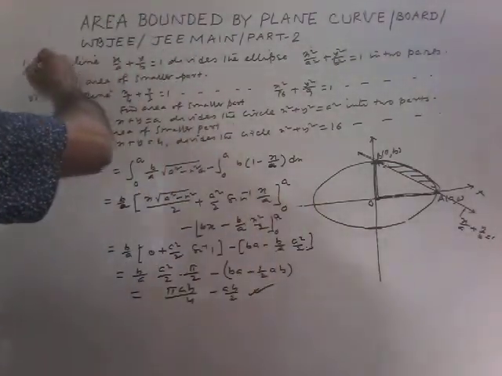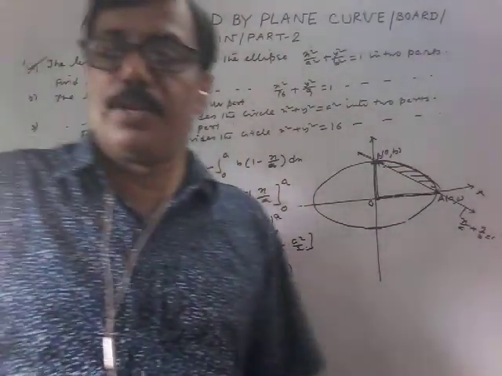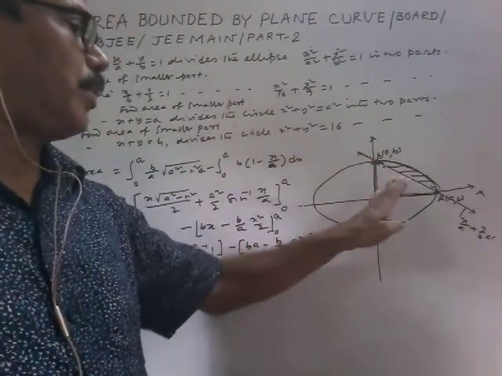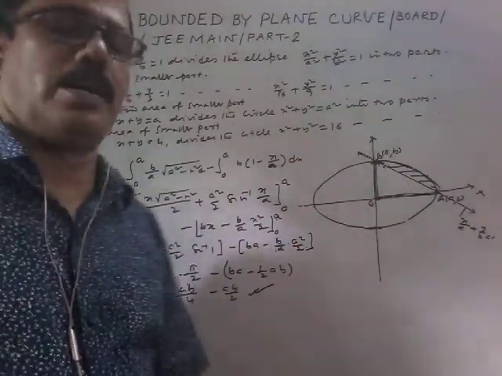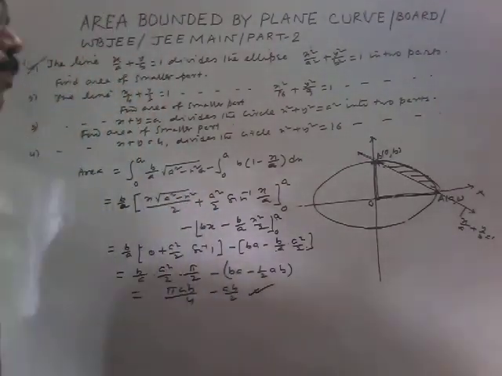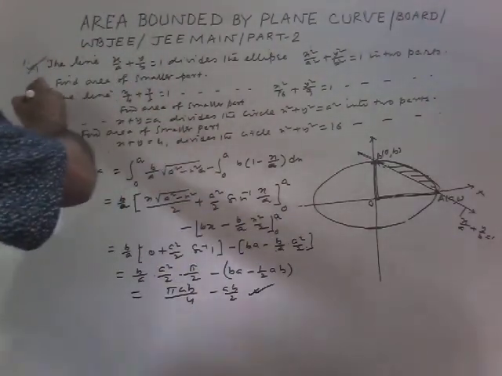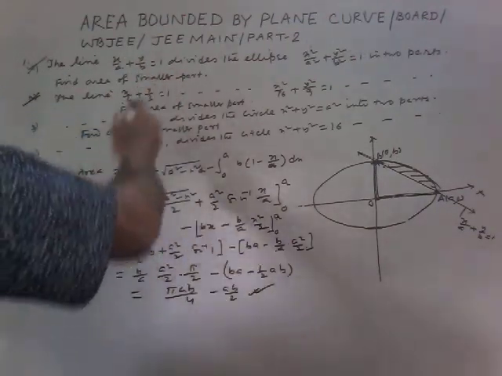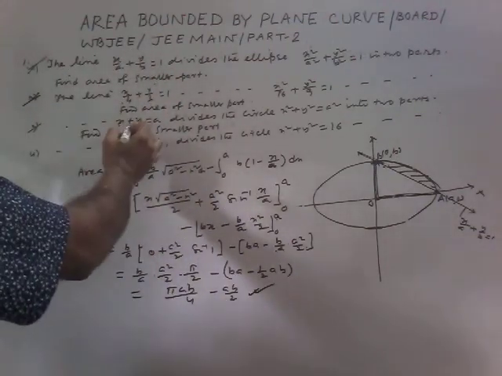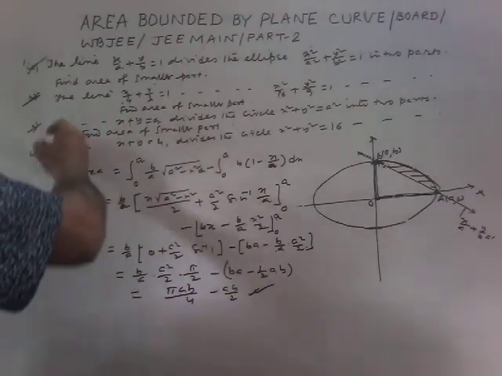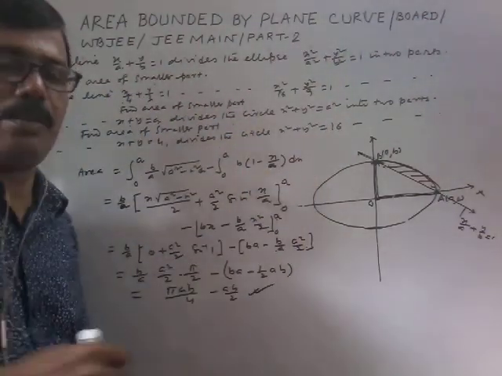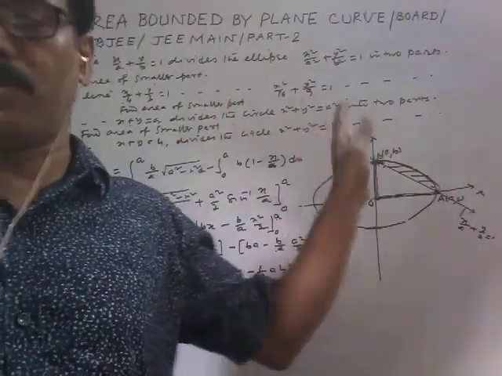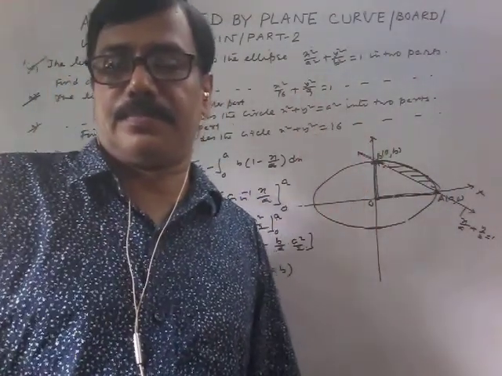So this is a general problem. If it is given, find the area of the greater portion, then it is the area of the ellipse minus the area of the smaller portion. For problem number 2, a equals 4, b equals 3. For problem number 3, b equals a. So this one is a general problem. This is also a most important problem for board exam.